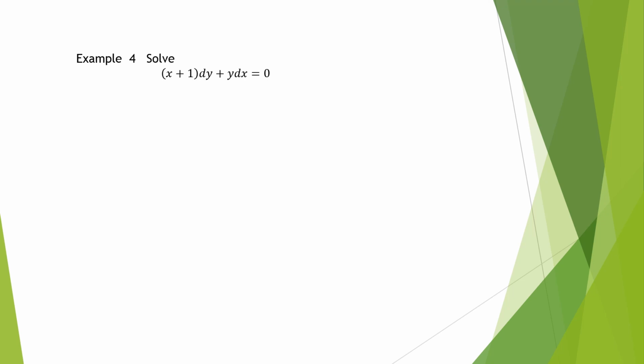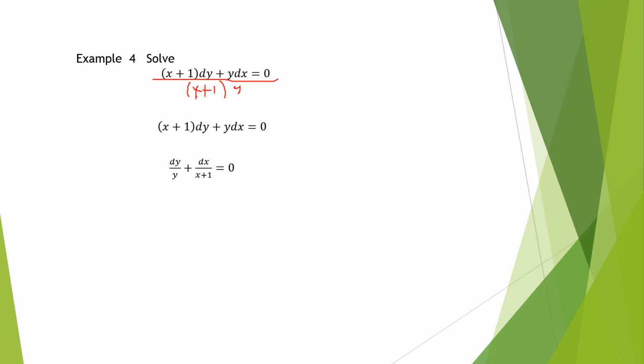Next, let's have example 4. Solve (x + 1) y dy + y dx = 0. This is variable separable. Actually, we can just divide both sides by (x + 1) times y. Once you do that, you have dy over y, and then dx over x plus 1.